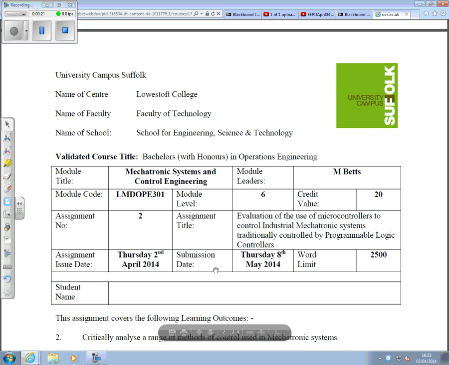It's about the evaluation of the use of microcontrollers to control industrial mechatronic systems traditionally controlled by PLCs. It covers learning outcome number 2, which is to critically analyze a range of methods of control used in mechatronic systems. It's being issued today, Thursday the 2nd of April, and the hand-in date is Thursday the 8th of May. Okay? So, by agreement, that's what we agreed last week, I believe.